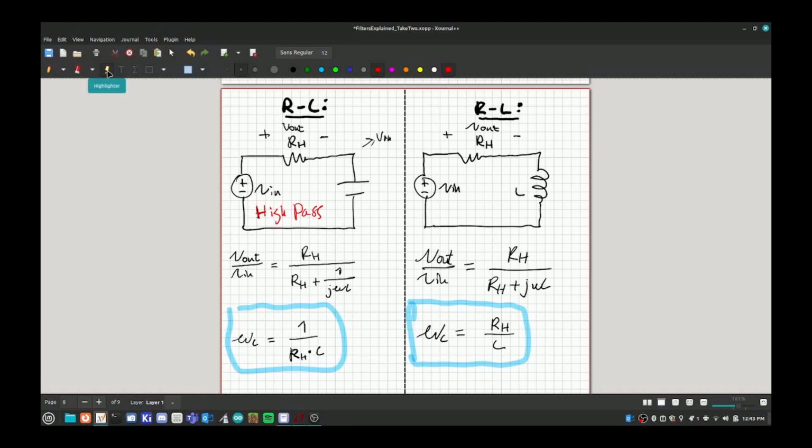And the same logic applies to this. At DC, this is flowing a lot of current through, so all the current's going through here because this inductor just acts like a short, which means this voltage drop here, Vout, is equal to Vin. And then as the frequency increases, less and less current flows through here until it's open, which means no current is flowing through here, which means this Vout is just 0 volts. So that means that this filter, the RL filter, is a low pass.